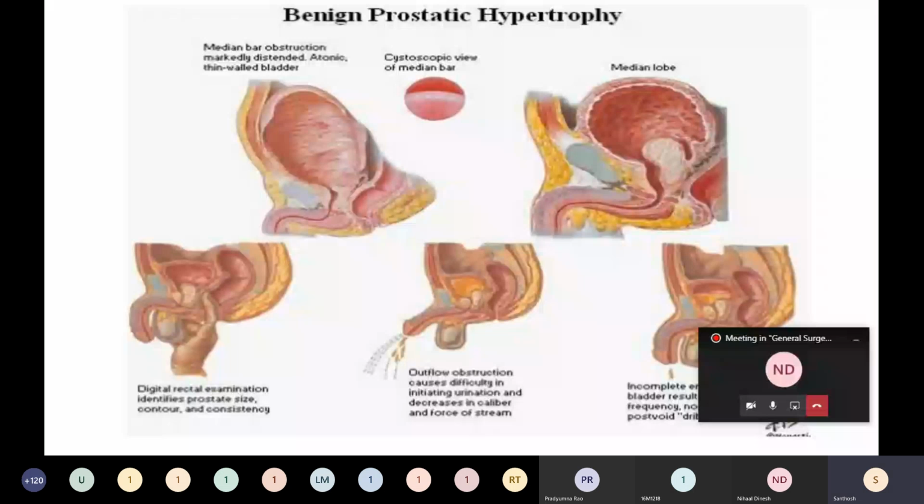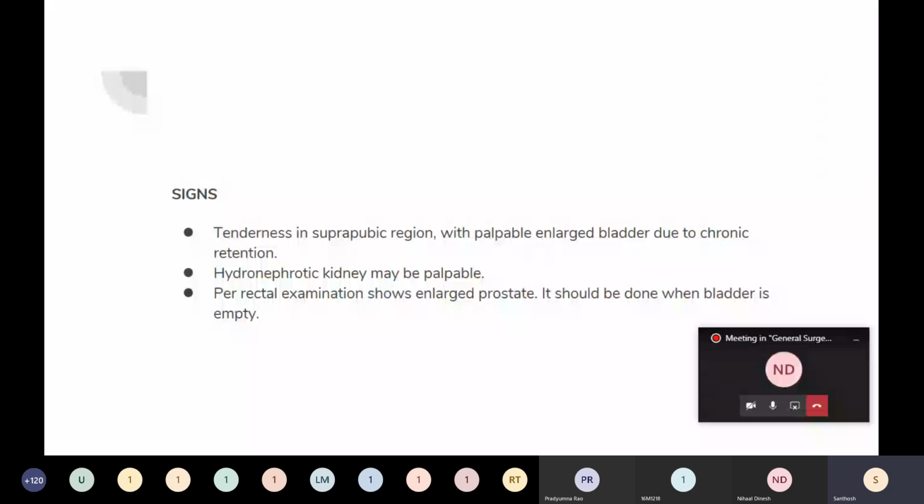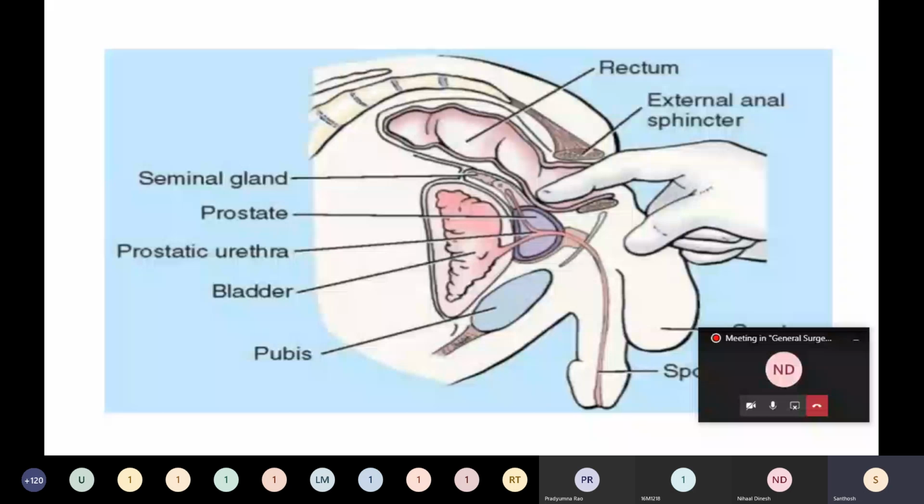So what are the signs? Tenderness in the suprapubic region with palpable enlarged bladder due to chronic retention. Hydronephrotic kidney may be palpable, but on rectal examination, there will be an enlarged prostate. It should be done when the bladder is empty. If not, you cannot feel the prostate. See, this is how, if you do a rectal examination, you will feel the posterior part of the prostate, for which your bladder has to be emptied.